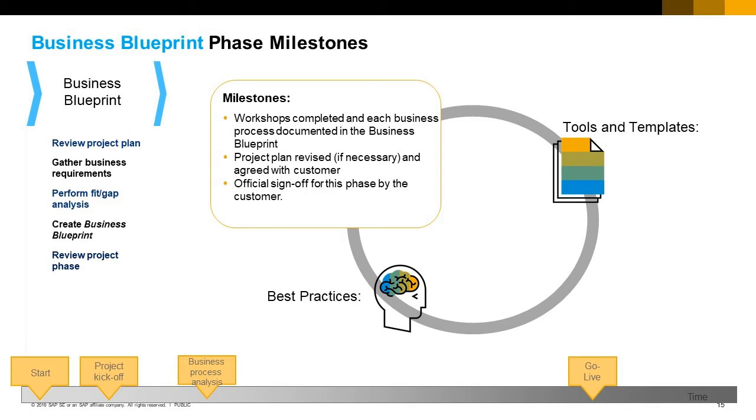The milestones for this phase are: business process workshops completed and documented in the business blueprint. Project plan revised, if necessary, and agreed with customer. Official sign-off for this phase by the customer.